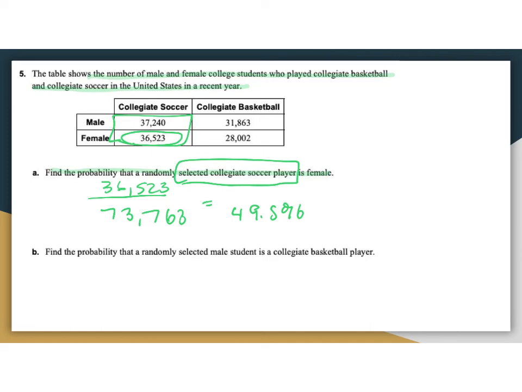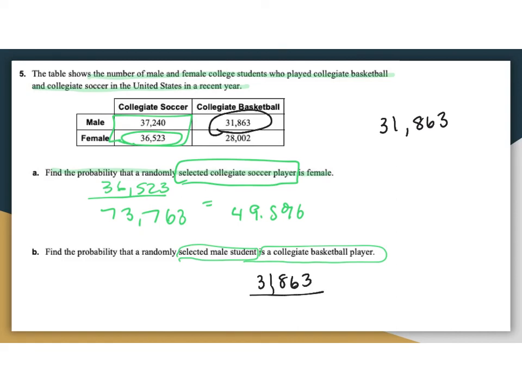Letter B, find the probability that a randomly selected male student is a collegiate basketball player. So male students will be this number right here, the 31,863. That's what we're looking for. So what are we going to compare that to? The total number of male students. So that would be this row here.